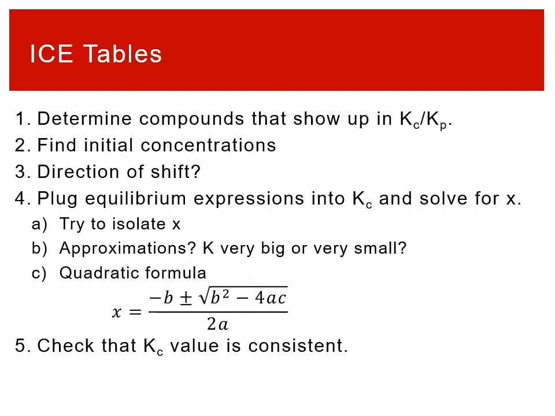So at the bare minimum, you can try to isolate it. The first couple examples we looked at were designed in such a way that you could just solve it algebraically. Otherwise, if K is really big or really small, try to use some approximations to solve it using square roots and stuff like that. Otherwise, quadratic formula. You can always do that. It's always a possibility. And then you can always check your answer at the end. Is the Kc value consistent with the concentrations you got? You're saying these are the equilibrium concentrations. Do they combine to give you the Kc value that you started with or that was given to you? Or Kp value, whatever the equilibrium constant is.